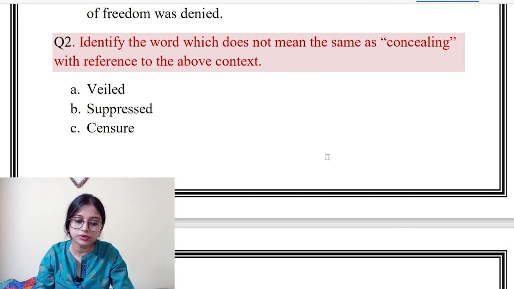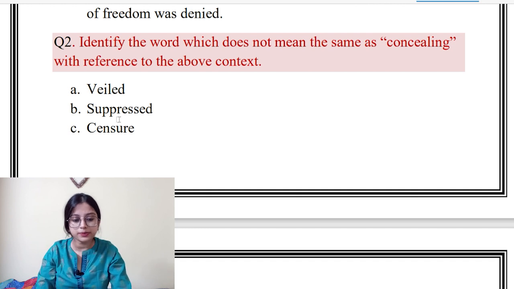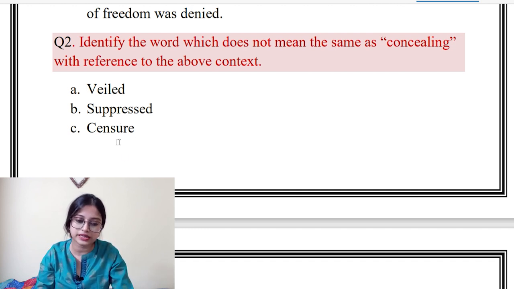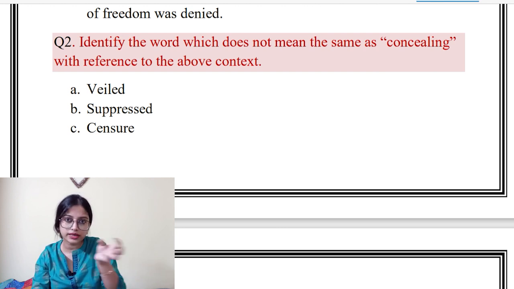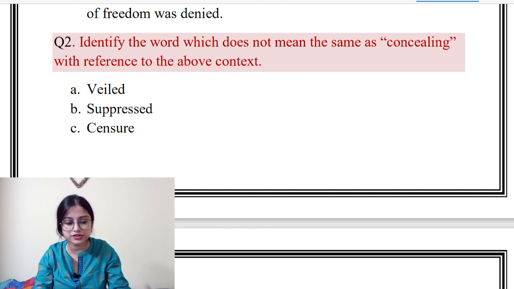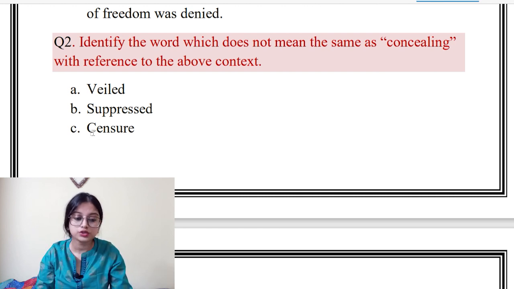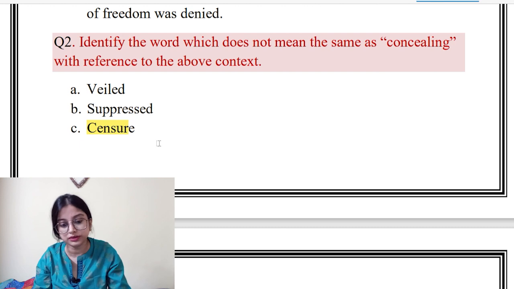Okay. But point number 1 is veiled, suppressed, censure and restrain. So you see, veiled means hidden, suppressed means hidden, restrain. Okay, restrain means you are holding something from somebody. That also means restrain. That also means concealing. So the correct answer will be censure.